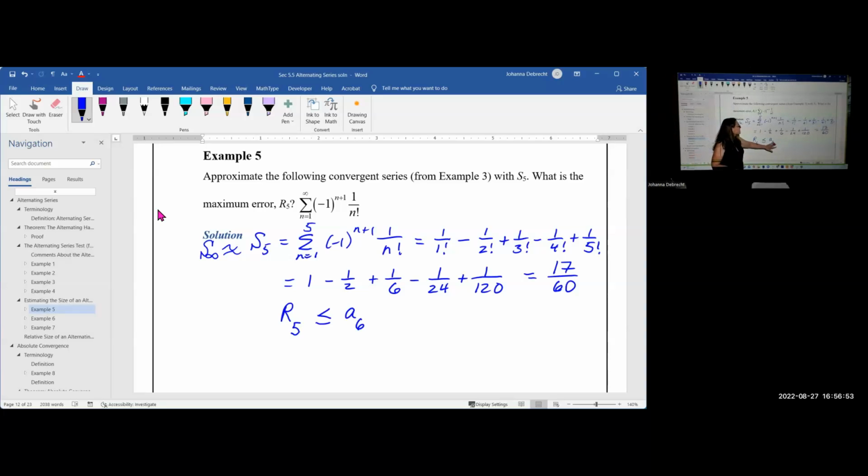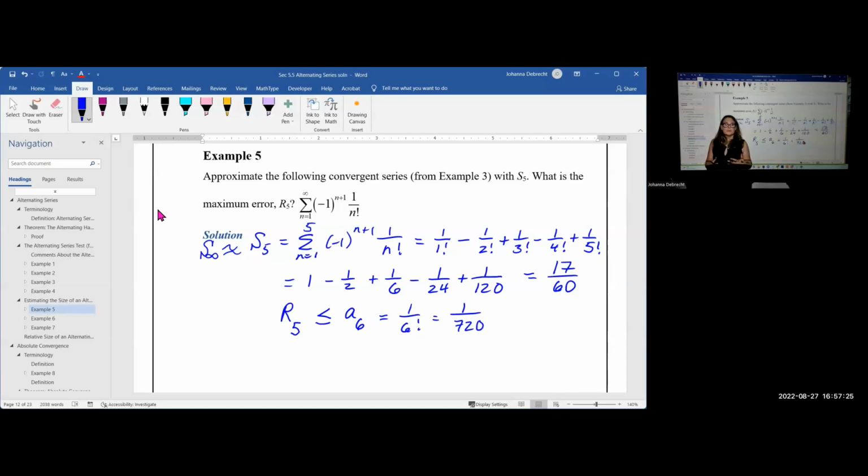Well, what is A sub 6? Well, A sub 6, again, the A is only referring to the non-alternating part. So we have 1 over 6 factorial, which is equal to 1 over 720. So what does that mean? That means my approximation for the value of the infinite series is 17/60. And I could be off by as much as 1 over 720, but not more than that, right?